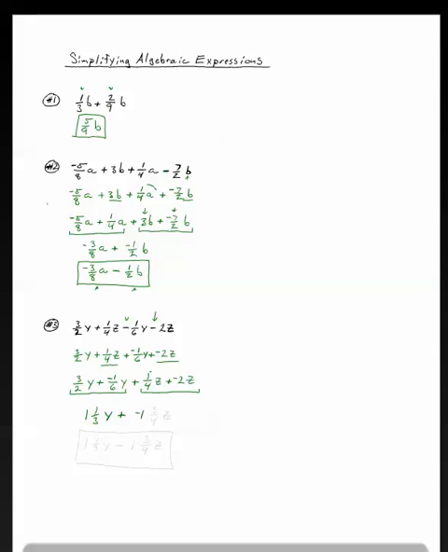So negative 1 3/4 z. Once again, we've got a plus negative here, so we'll turn that back to subtraction. So this is really 1 1/3 y plus negative, we change back to subtraction, so that's minus 1 3/4 z.